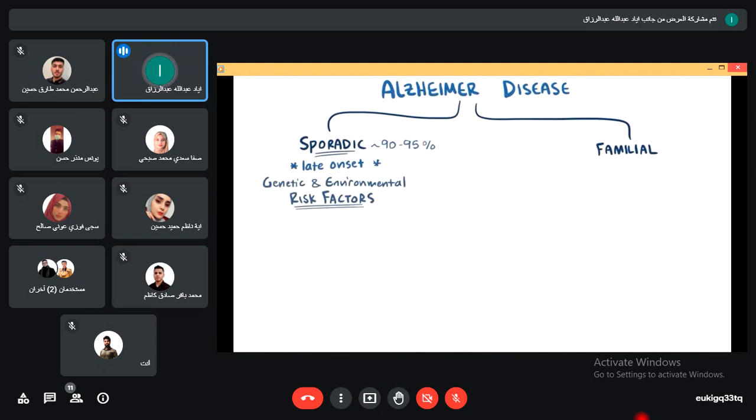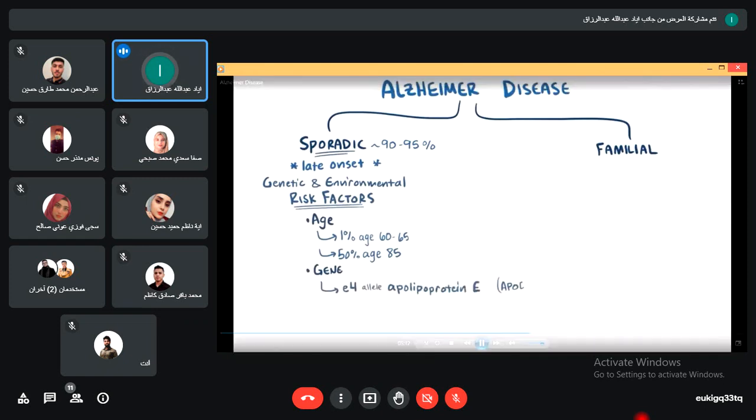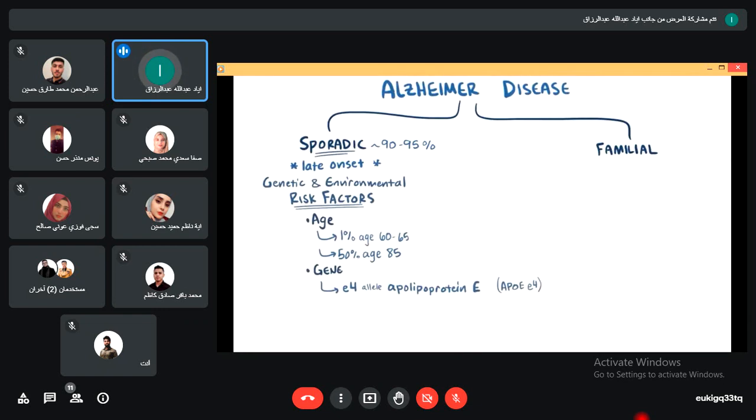With sporadic Alzheimer's, the risk increases significantly with age, affecting around 1% of people between ages 60 and 65, and 50% of people over the age of 85. In fact, a gene that's been identified as possibly contributing to an increased risk of Alzheimer's disease is the E4 allele of apolipoprotein E gene, or APOE E4. Researchers have shown that the risk of developing Alzheimer's disease increases for patients that inherit one E4 allele, and increases even more for patients who inherited two E4 alleles, one from each parent.